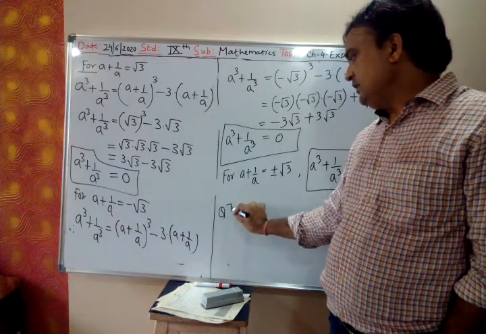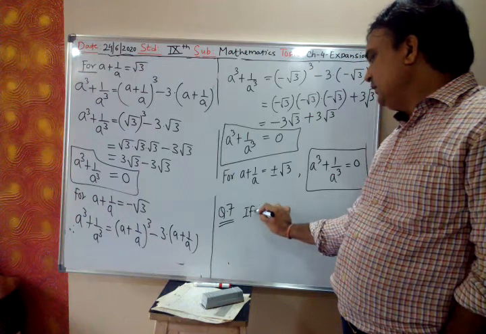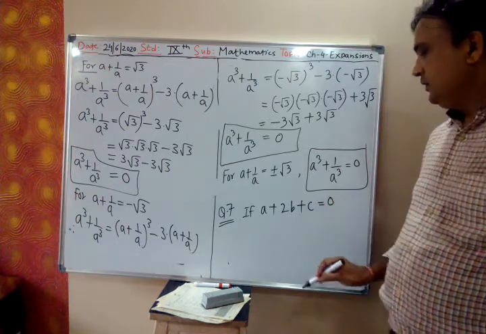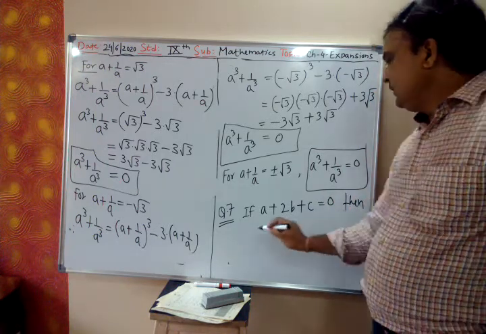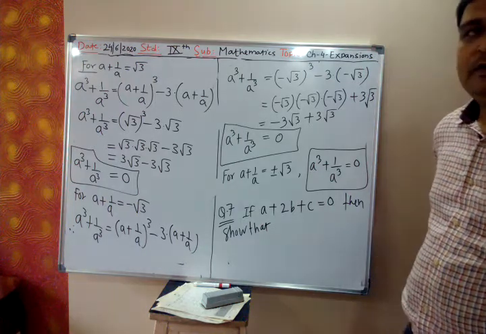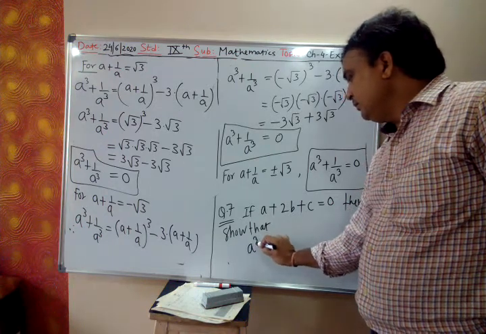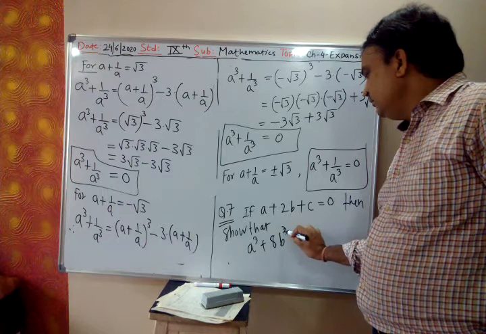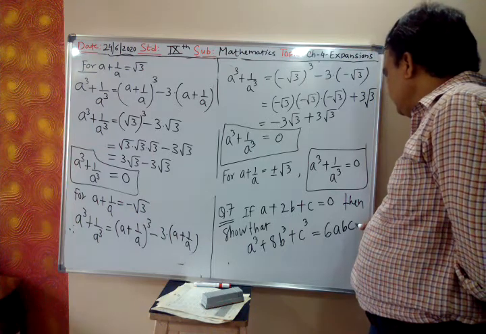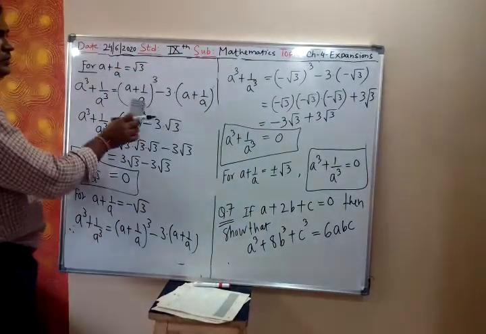So let us write question number 7. If a plus 2b plus c is equal to 0, then show that a cube plus 8b cube plus c cube is equal to 6abc. Yes, this part is over.